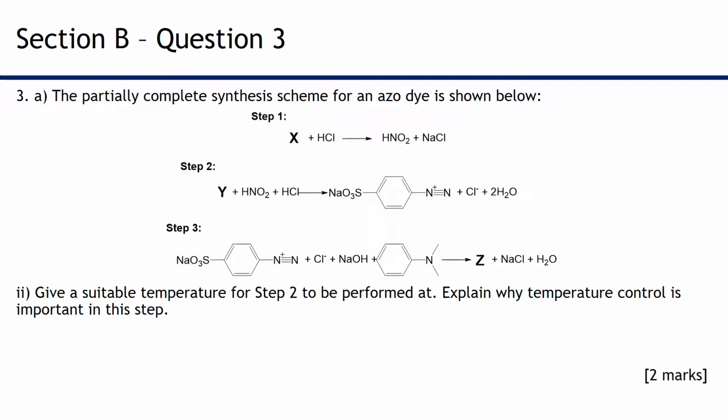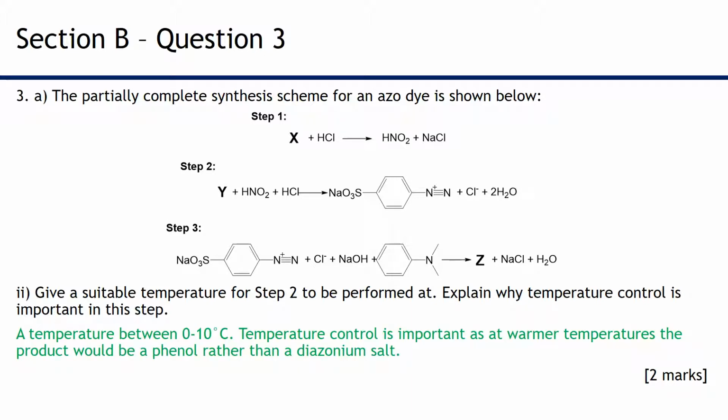Then in part II, you're asked to give a suitable temperature for step 2 to be performed at, and explain why temperature control is important in this step. So this question requires you to remember something about the synthesis of azo dyes, and that's that you really want to be doing these reactions between a temperature of 0 to 10 degrees Celsius. Because temperature control is important, as at warmer temperatures the product will be a phenol rather than a diazonium salt. Or you could say above 10 degrees that the diazonium salt tends to decompose to give a phenol.